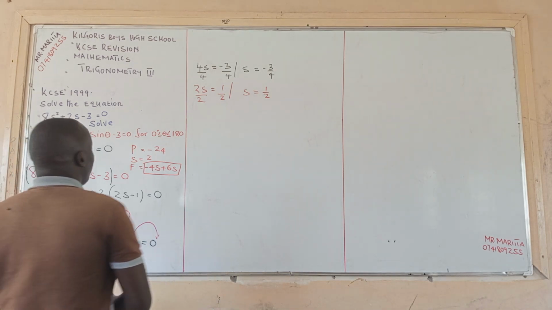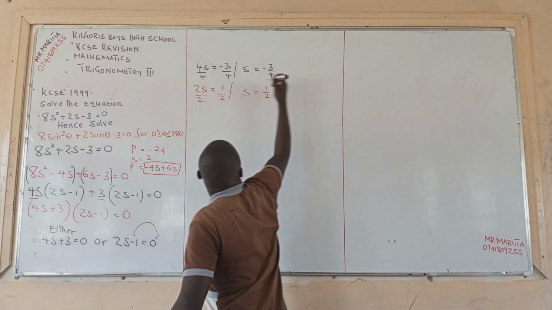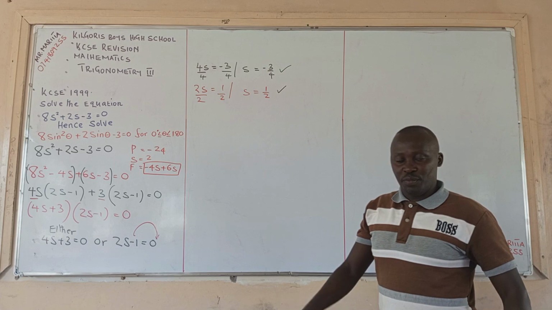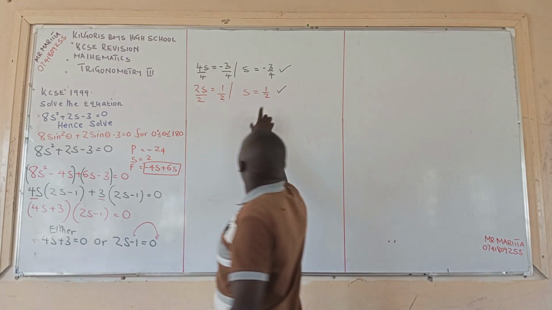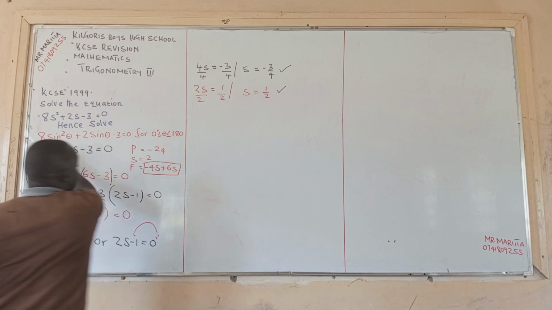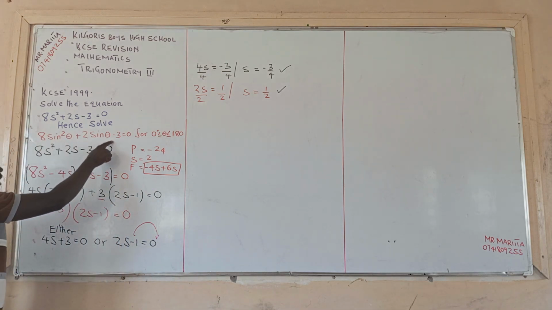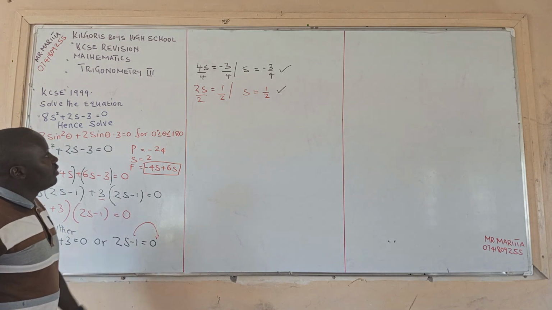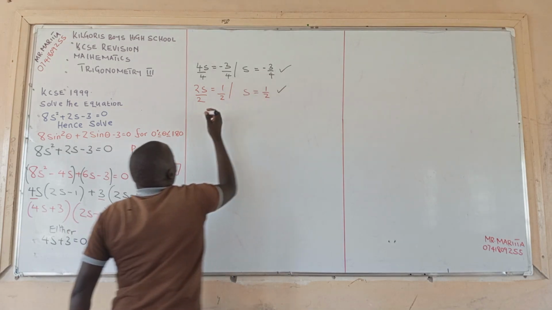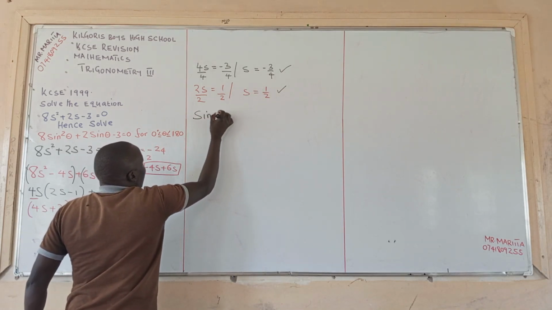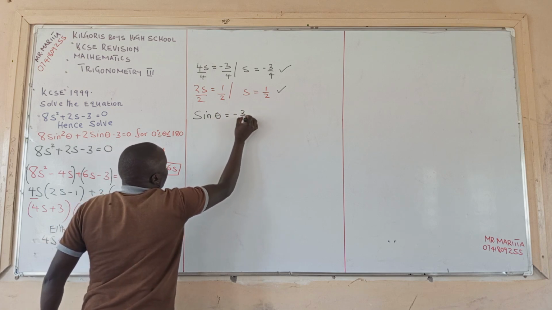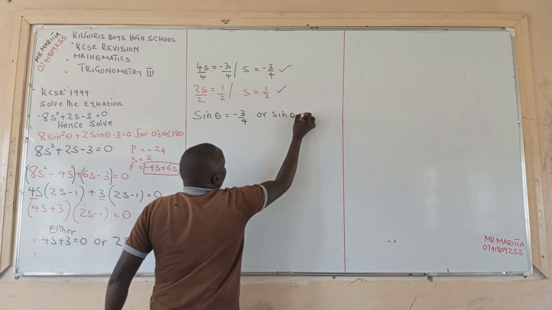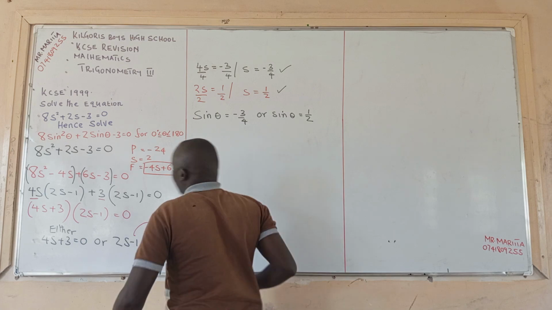So these are the values. We have solved the value of s. s is equal to negative 3 over 4, or s in this case is equivalent to a half. Hence, we can now solve sine squared theta plus 2 sine theta minus 3 is equivalent to 0. From here we have s equals negative 3 over 4. So the first solution is sine theta equals negative 3 over 4, or sine theta equals positive a half.